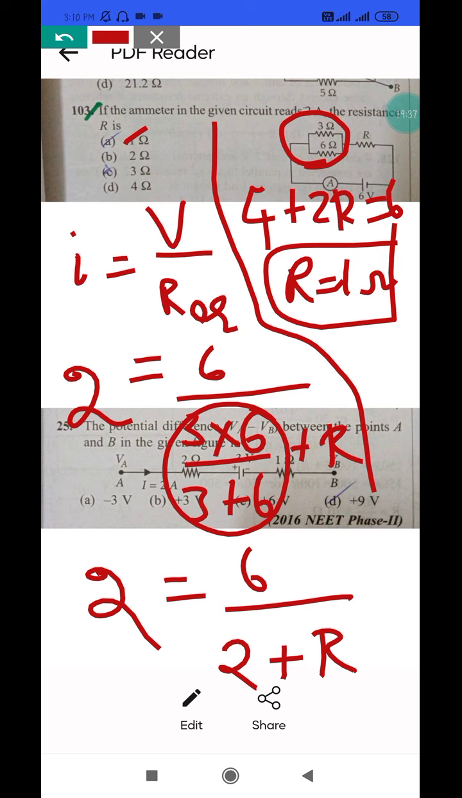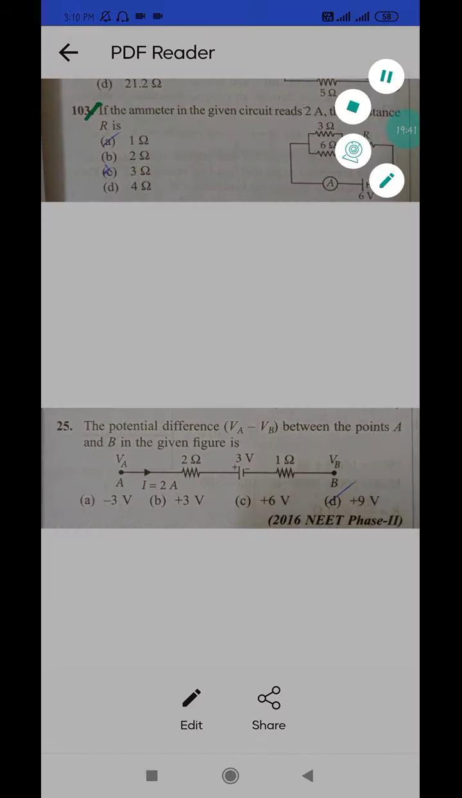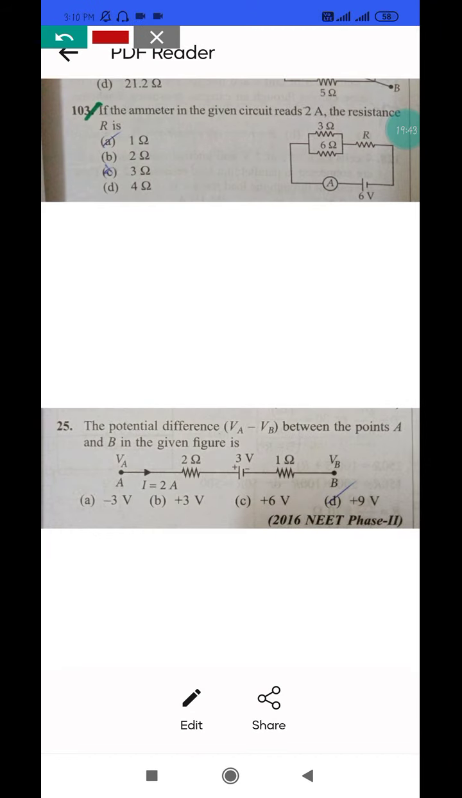Is that clear so far? Right. So moving on to the next problem. So this was a neat question. A potential difference VA minus VB between the points A and B will be, right? Once the current is flowing, through the potential drop you can encounter, this will be taken as negative.